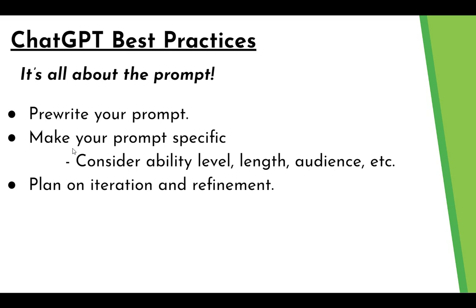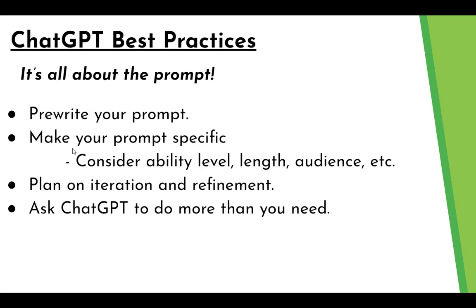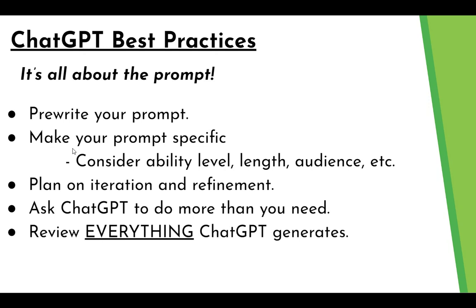You need to plan on iteration and refinement. So you saw how I came back in with follow-up questions to drill down to exactly what I wanted ChatGPT to do. Ask it to do more than you need. If you need 5 questions, ask it for 12. That way you can sort through them or Frankenstein a few together, to get to the right number of the best questions or whatever it is you want it to do. It doesn't mind. Review everything ChatGPT generates. You'll notice I found the wrong date of death for our friend Richard Simmons, and that's something I would have needed to check.